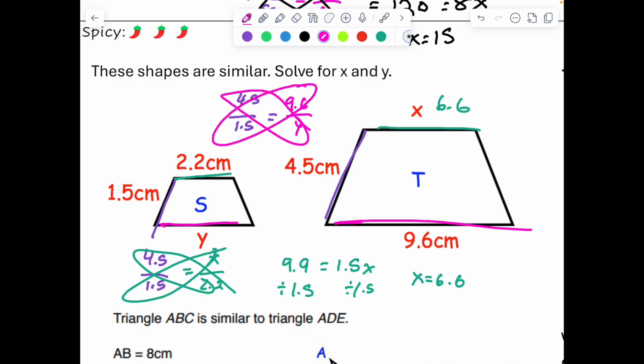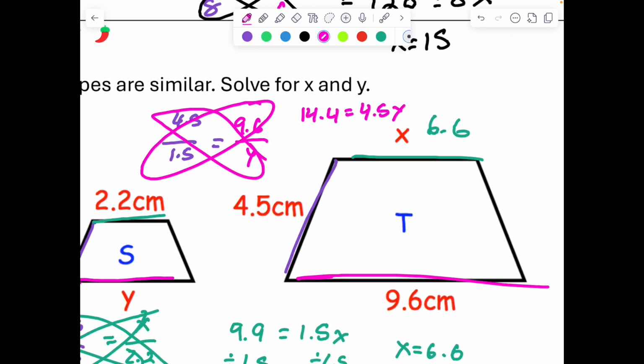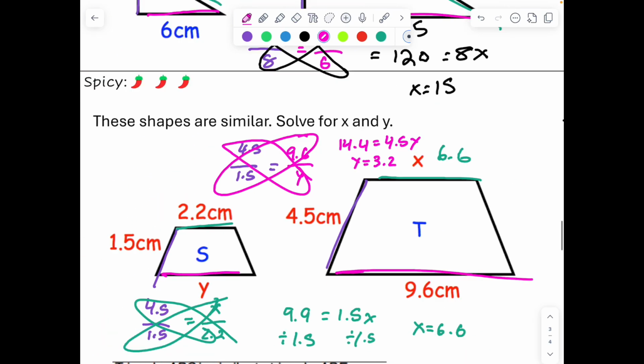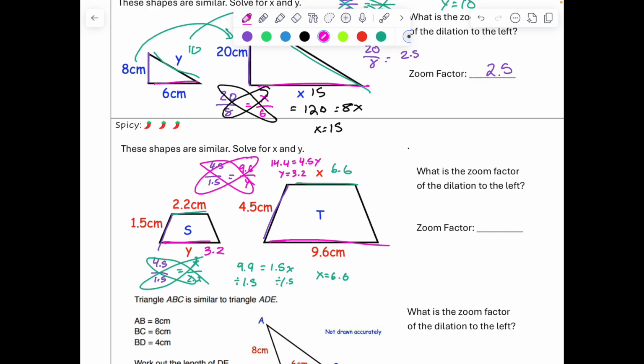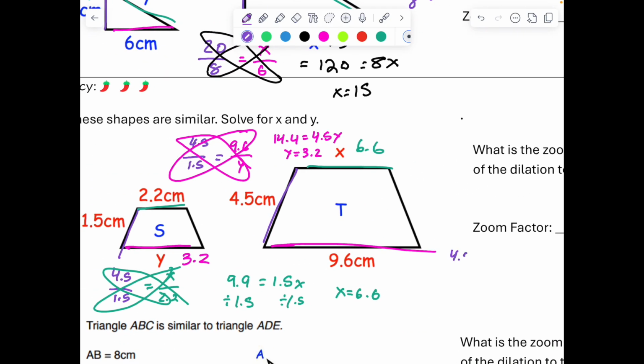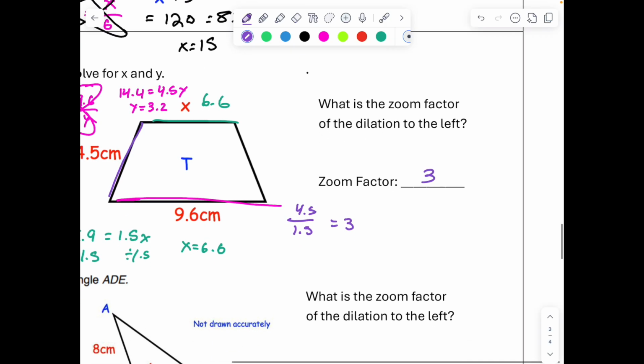Cross multiply. 9.6 times 1.5 is 14.4, and that's equal to 4.5y. We can divide 14.4 divided by 4.5 to get that y is 3.2. Okay, and then to get our zoom factor, we can just take one of these ratios, like 4.5 divided by 1.5, to get 3.